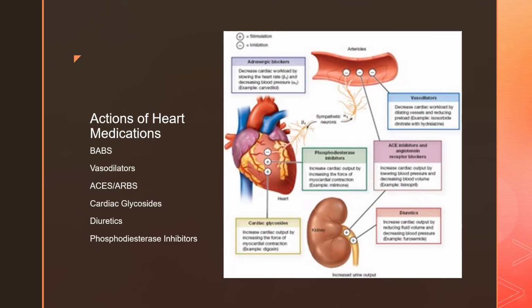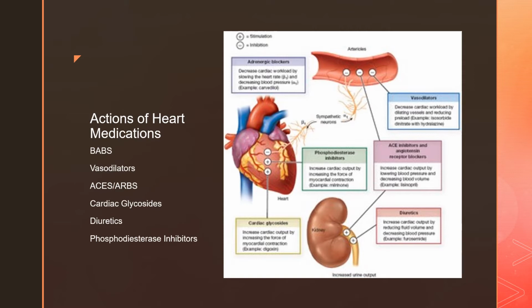We're going to specifically talk about cardiac glycosides, and these are going to increase cardiac output by increasing the force of the contraction, the myocardial contraction. And we're going to talk about digoxin. We're also going to talk about phosphodiesterase inhibitors. These are also going to increase cardiac output, and they are also going to increase the force of the contraction. And an example would be Primacor.